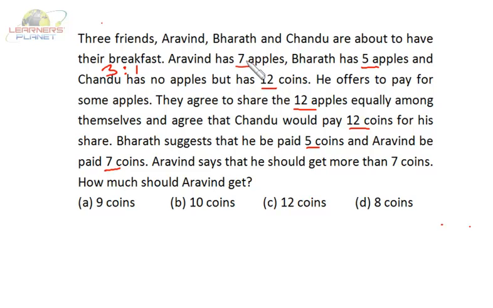That means they should get the amount in the ratio of their contribution to Chandu, not in the ratio of apples which they are having. That means the 12 coins that Chandu is giving them should be distributed in a 3:1 manner. So Arvind should get 3/4 of 12, that is 9 coins, and 3 coins Bharat should get. I hope you are clear with the concept.